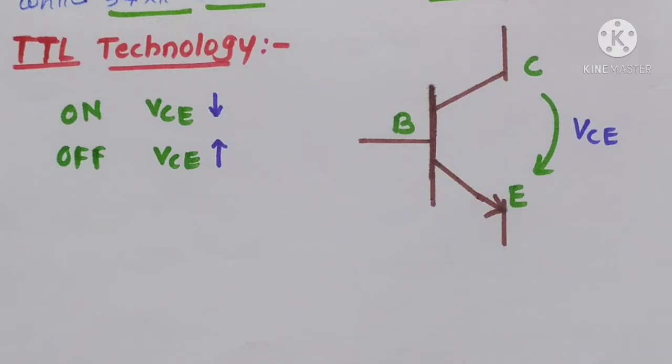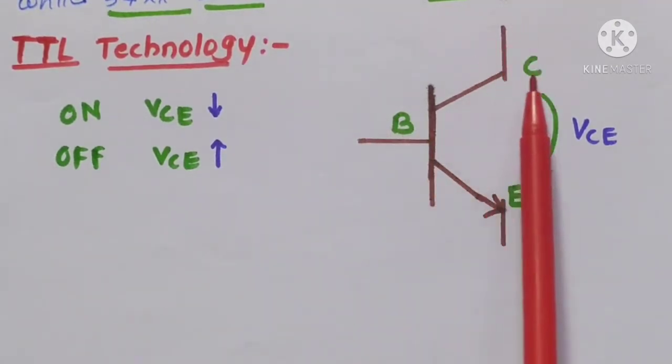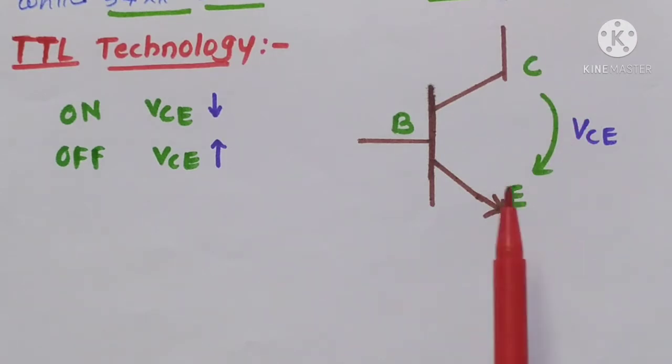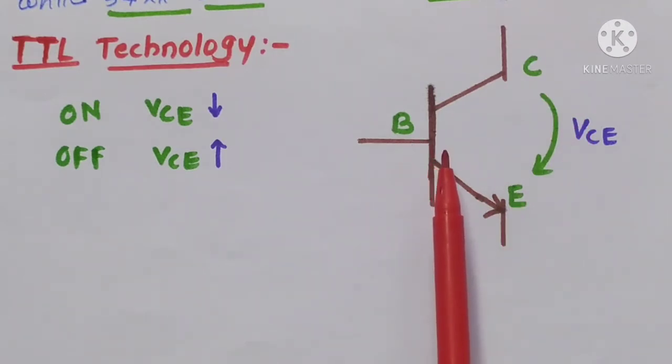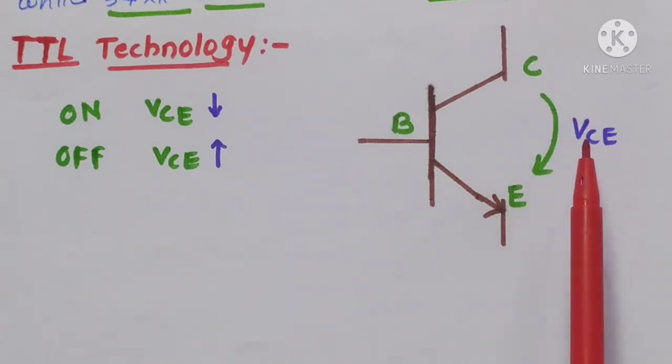Okay, it means when the transistor switches on, its collector voltage VCE goes low, and if it is switched off, its collector voltage goes high, meaning VCE is high.